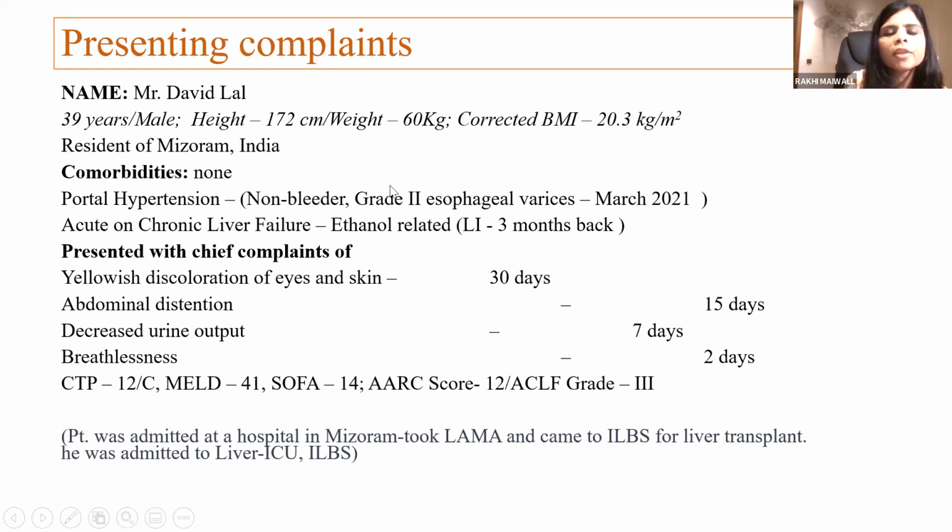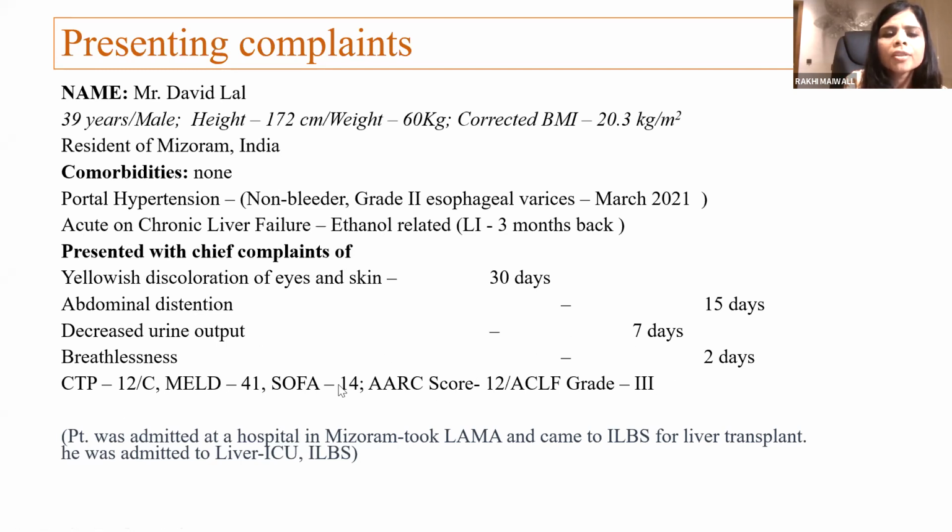So we'll go over the case and keep discussing how we go about assessment and management. This gentleman was a resident of Mizoram. He was a diagnosed case of portal hypertension and had grade 2 esophageal varices outside, after which he developed an acute onset of jaundice related to alcoholic hepatitis. His last intake of alcohol was 3 months back. He came to us with jaundice, ascites followed by decreased urine output and breathlessness.